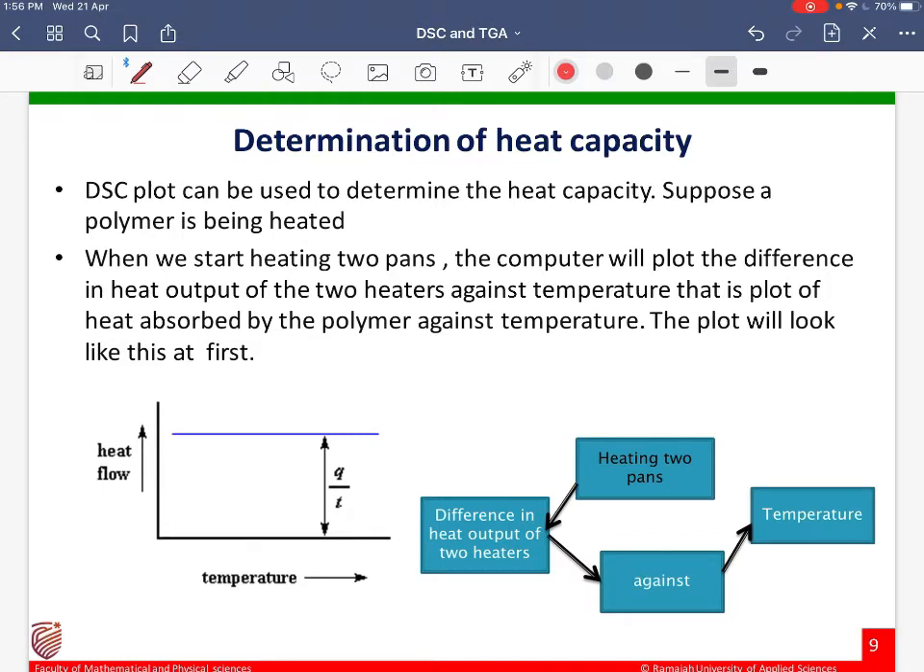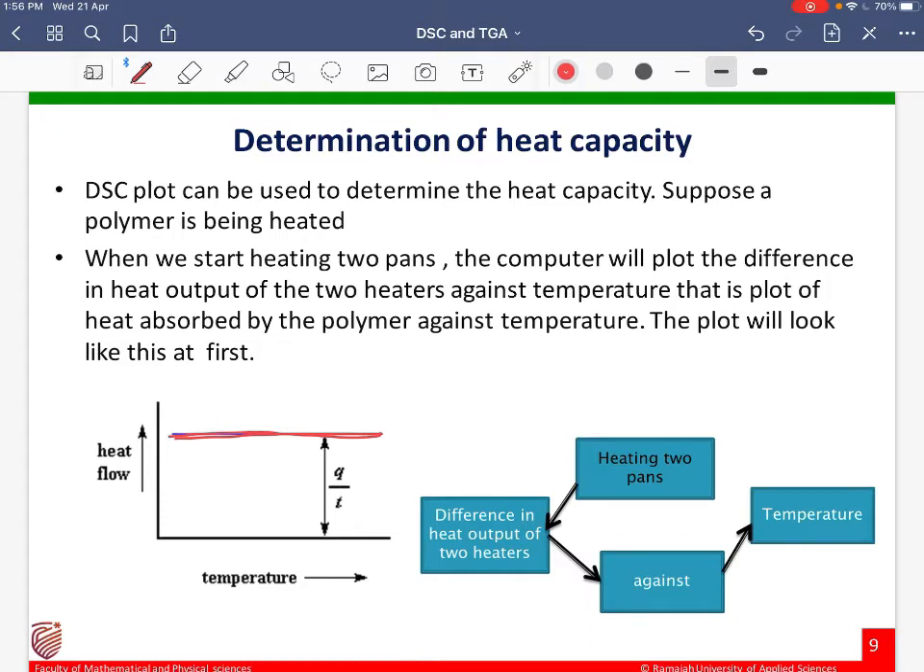The plot will look like this at first. So in the initial part of the DSC curve, you will get a straight line. Reason: during that time, we are supplying heat to both the reference pan and the sample through different heaters, and we have to maintain the same temperature during that temperature increase. But we know that the sample pan contains polymer, so we have to give more heat through the heater to the sample pan.